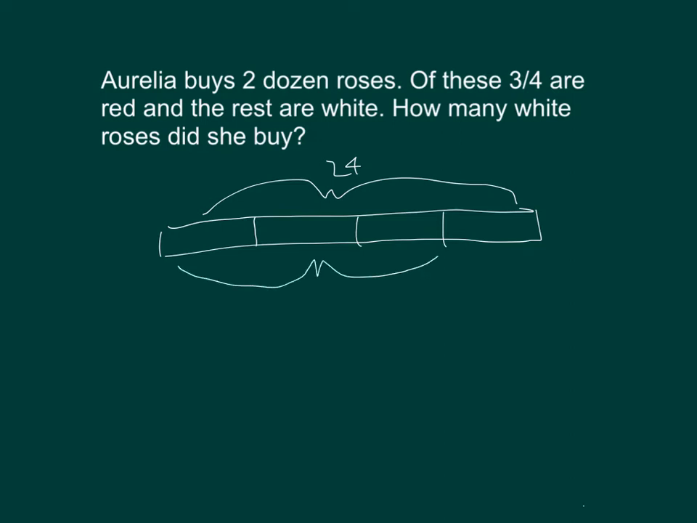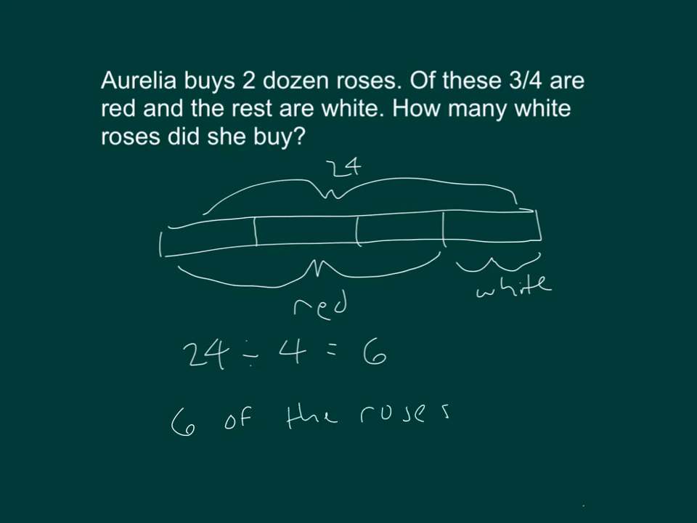We said that 3/4 of them are red and the rest are white. So we would take 24 and divide it by what? 4 to get 6. 6 of the roses are white. That's our answer. How many are red? It would be 3 times 6, which is 18.